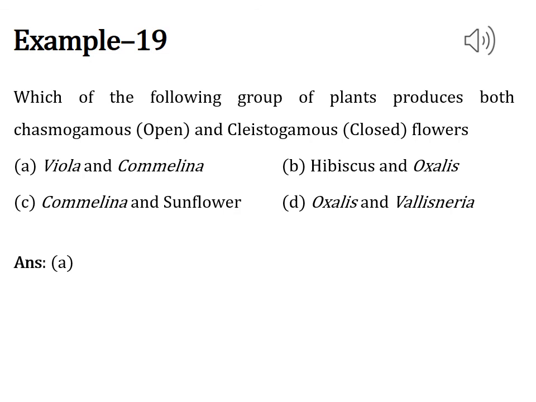19th example. Which of the following group of plants produces both chasmogamous and cleistogamous flowers? Chasmo means open flowers, and cleisto means closed flowers. So options are like this: A, Viola and Commelina, B, Hibiscus and Oxalis, C, Commelina and sunflower, D, Oxalis and Vallisneria. So answer is A, that is Viola and Commelina.